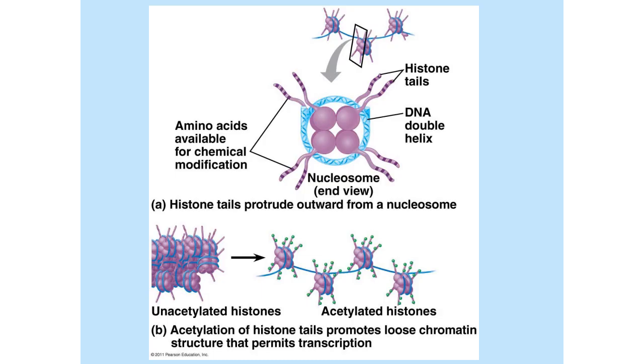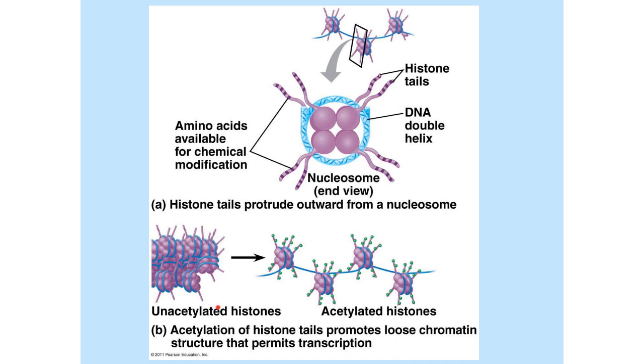So let's take a closer look at this. Histones are the proteins that make up nucleosomes. There are 8 histones within one nucleosome, and the DNA winds twice around each nucleosome. Now these tails here can be modified. So this is where we could have acetyl groups added on, for example.